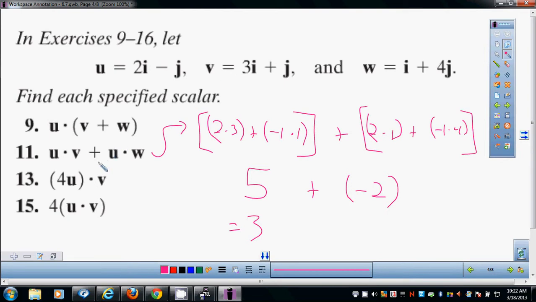Where are we? Right here. Right here? 2i minus j. Right. But it's all multiplication in this one.